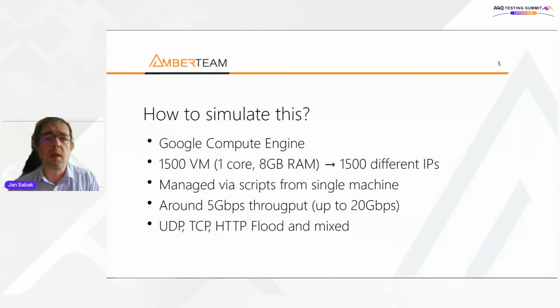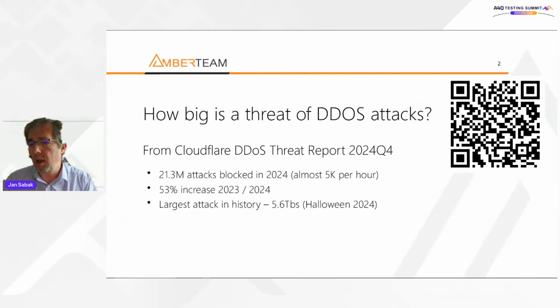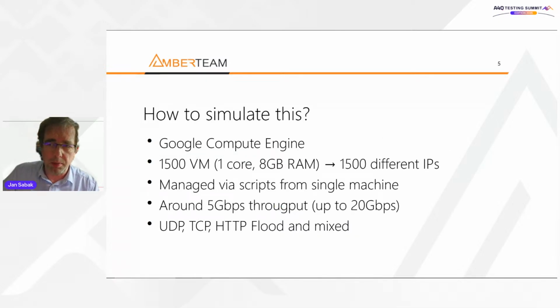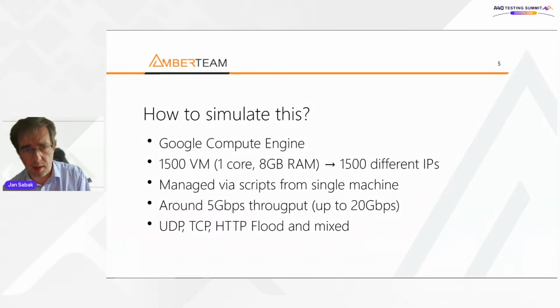For our clients, we were using infrastructure consisting of 1,500 virtual machines. They are not very big, as you can see. They have one core and 8 gigabytes of RAM, but we needed 1,500 different IPs because anti-DDoS infrastructure measures throughput from a single IP, and if you try to simulate a DDoS attack from one IP, you would need many terabits or many megabits per second from a single source, and it can be easily seen and easily blocked. So we are using 1,500 machines, and security officers from our clients say that's okay.